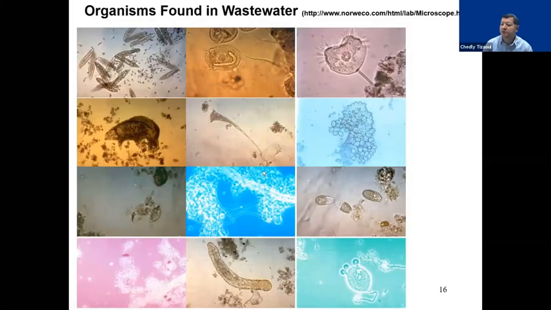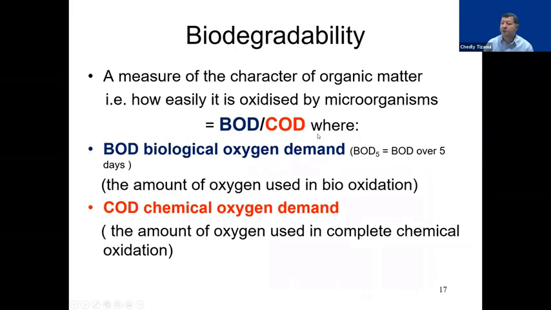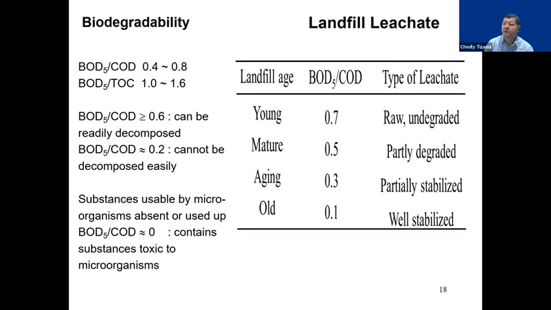These are some photos of different microorganisms that you find in wastewater. So you have all sorts of types of microorganisms there. Touch on biodegradability, which I did before. Biodegradability measures how biodegradable the wastewater of interest is, and that simply involves measuring the BOD to COD ratio. If that BOD over COD ratio is within certain values, then the wastewater is biodegradable. If it's low, then the wastewater is not biodegradable.